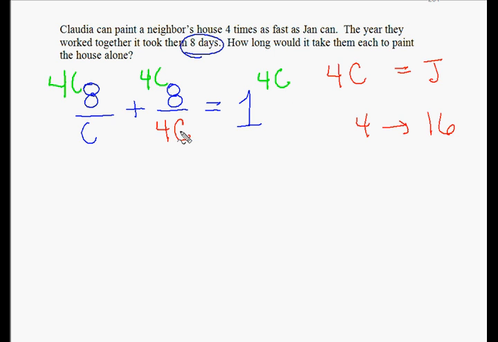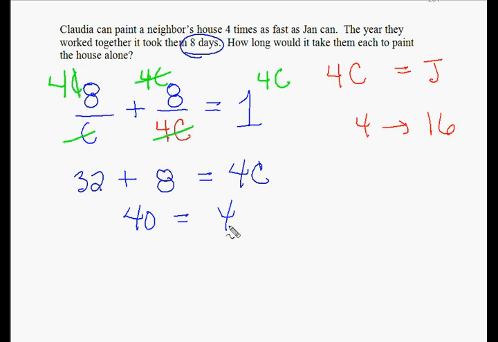The reason why I'm doing that is I want to reduce the fractions so I don't have fractions. And c goes into c just once. So now we have 32 plus 8 equals 4c. Adding 32 and 8, we get 40 equals 4c. And then, if we want to solve for c, we can multiply by the reciprocal on both sides of the equation. And we get 10 is equal to c.